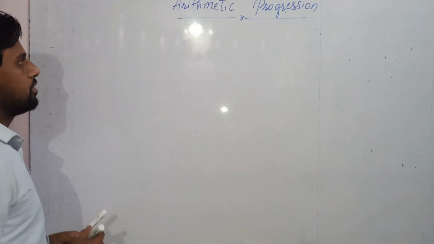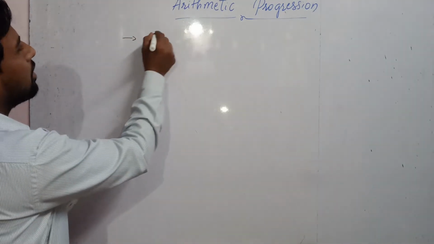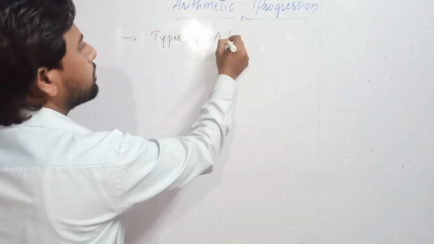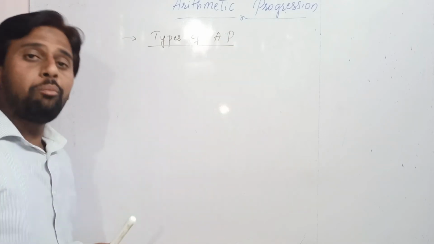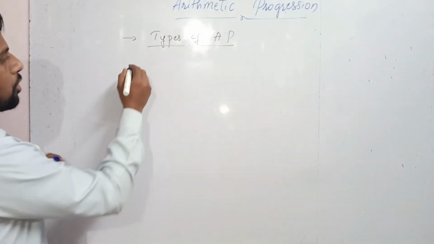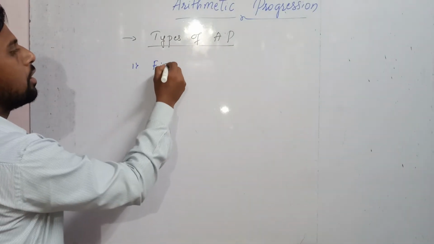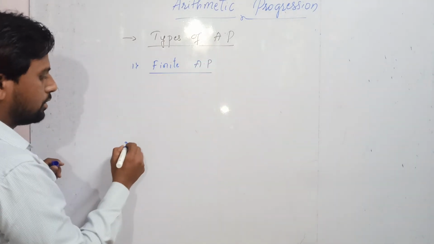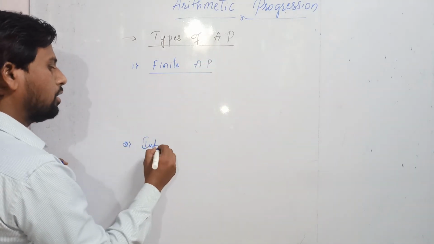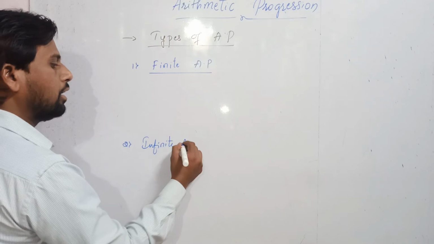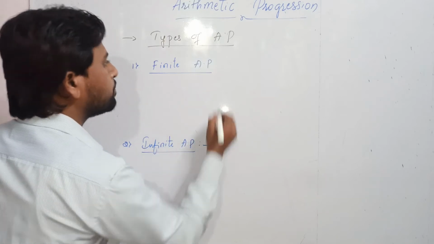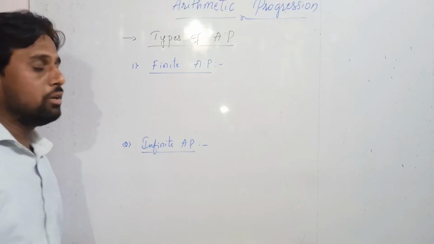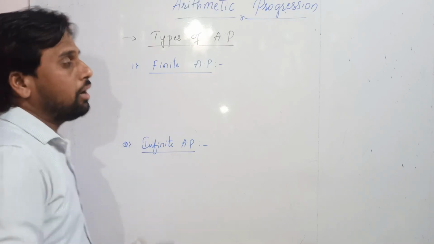Okay students, now we will discuss the types of AP. There are mainly two types of AP, students. One is finite AP and the second one is infinite AP. So let's define them and take an example so that you can easily understand the concept here.